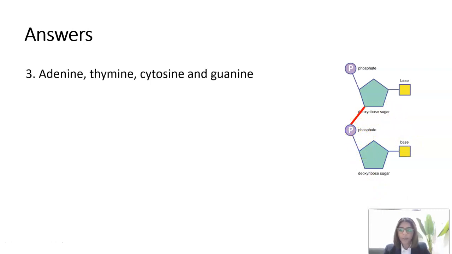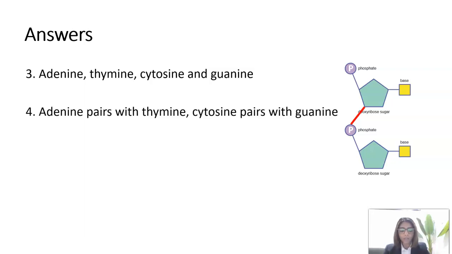Number 3, the bases are adenine, thymine, cytosine, and guanine. And the base pairing rule for number 4 is adenine always pairs with thymine or conversely. And cytosine always pairs with guanine. Again, you can say that the other way around. The element present in all bases is, of course, nitrogen, hence they're called nitrogenous bases. And the bonds that hold the bases together, the complementary bases together, are hydrogen bonds. Hopefully you were successful in those questions.